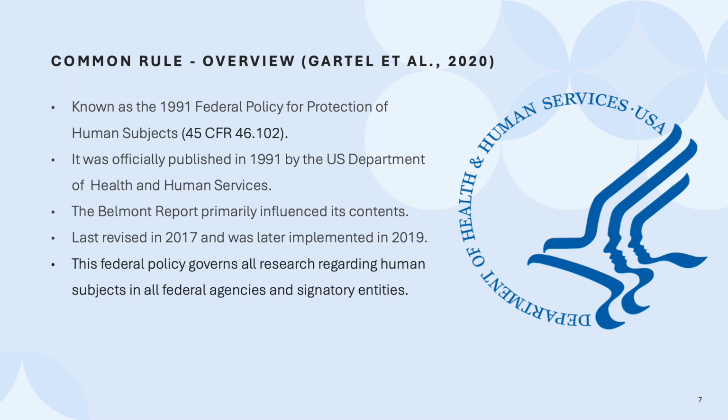While it originated in 1991, the Common Rule was revised in 2017, with those updates officially implemented in 2019. This revision aimed to enhance protection for human subjects while reducing regulatory burden. Most importantly, this federal policy governs all research involving human subjects conducted or supported by any federal agency, as well as any institution that signs on to adhere to its principles.